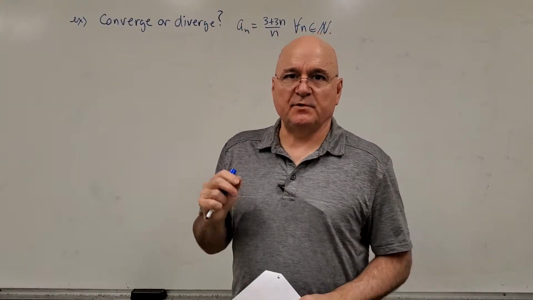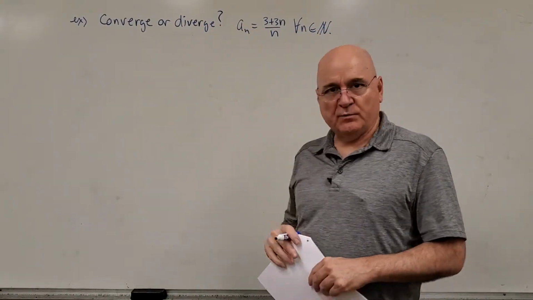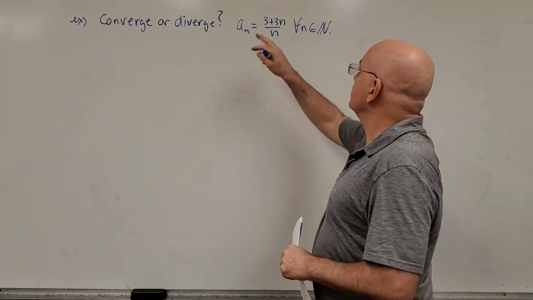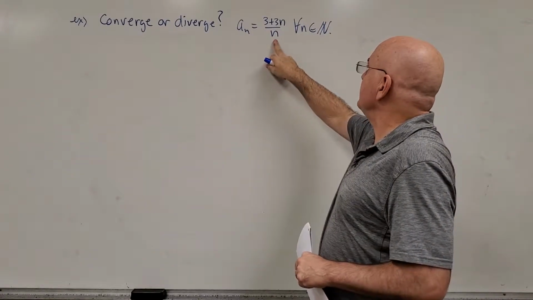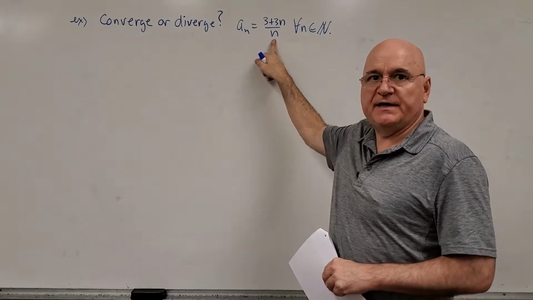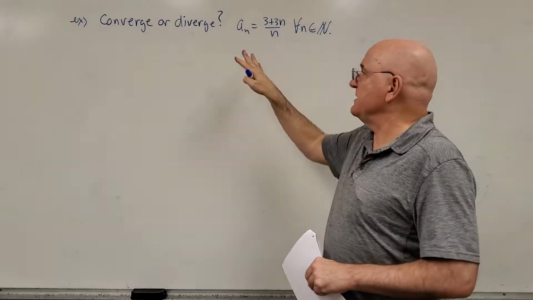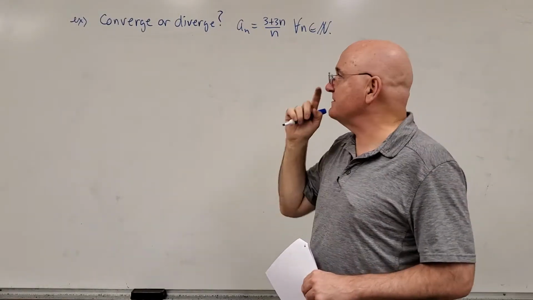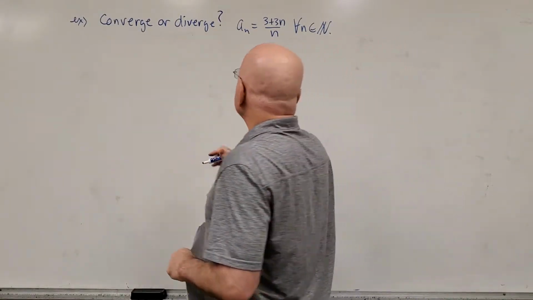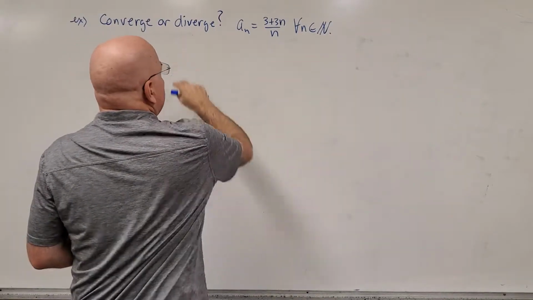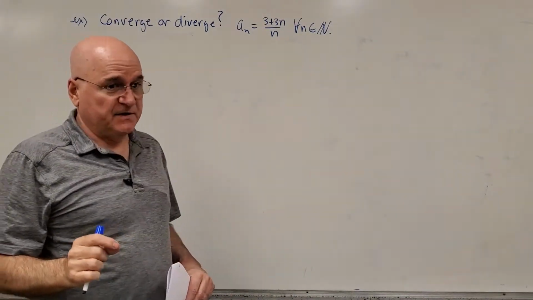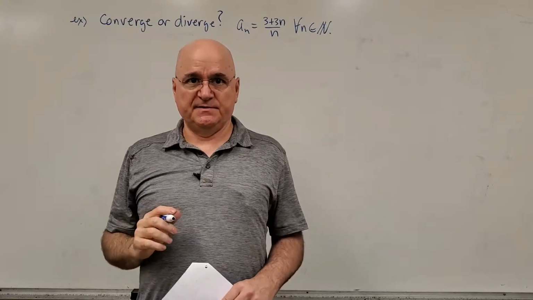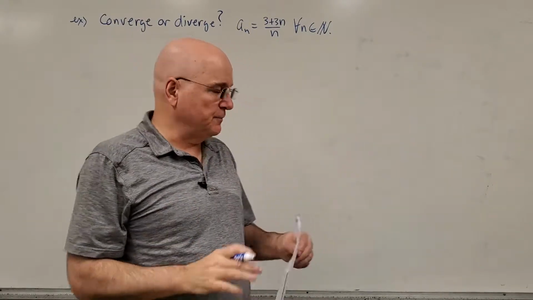For our last example in section 1.1, we're choosing the sequence a_n equals (3 plus 3n) over n for all natural numbers n. Notice I wrote the sequence slightly differently that time. We want to know if it converges or diverges. And remember, if it converges, we have to know what the limit is. We have to know what it converges to.